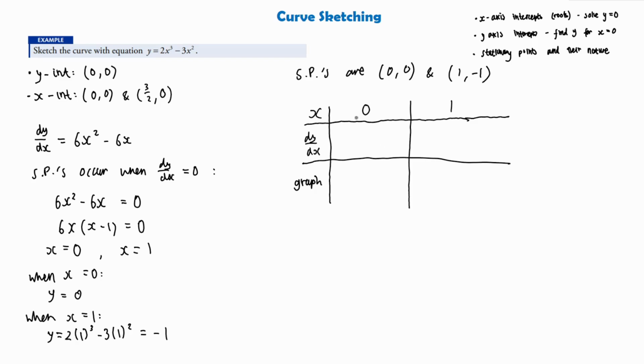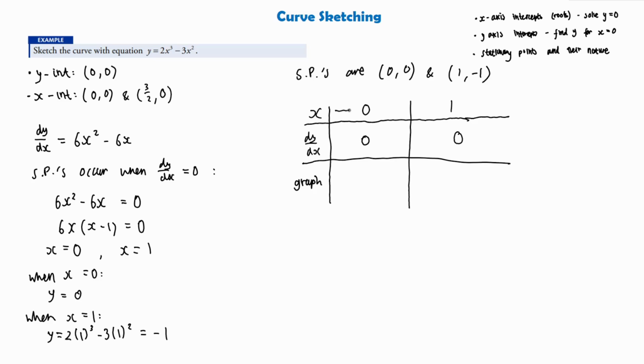So when we substitute in 0 into dy by dx, we get 6 times 0 squared, which is just 0, minus 6 times 0, which is, of course, 0. And when we substitute in 1 into this, we get 6 times 1 squared, which is 6, minus 6 times 1, which is 0. So that's what we're looking for. So we know that these are confirmed stationary points.